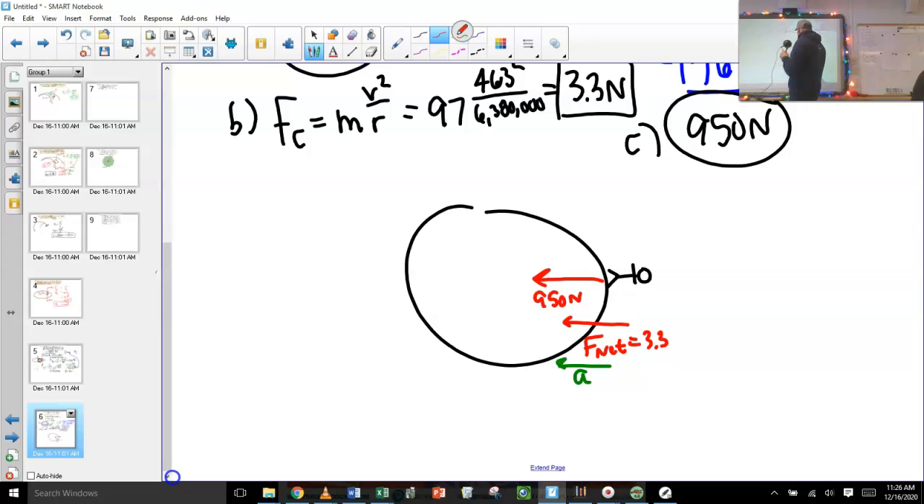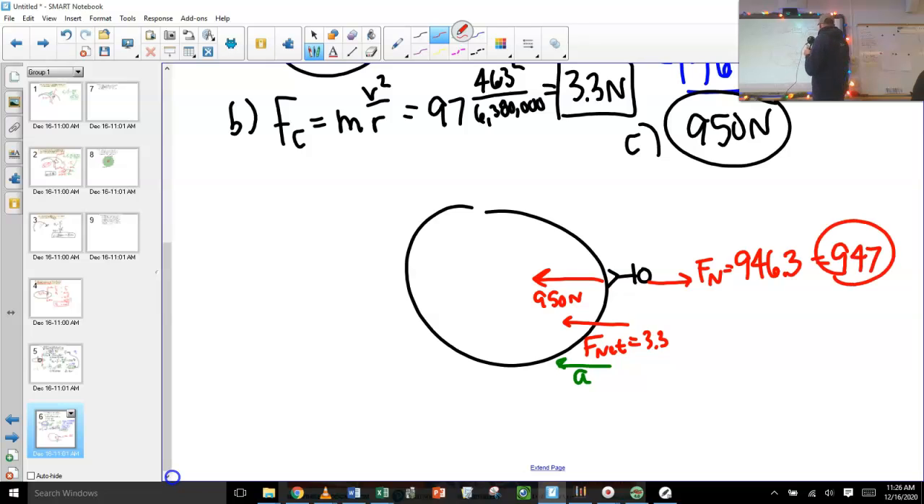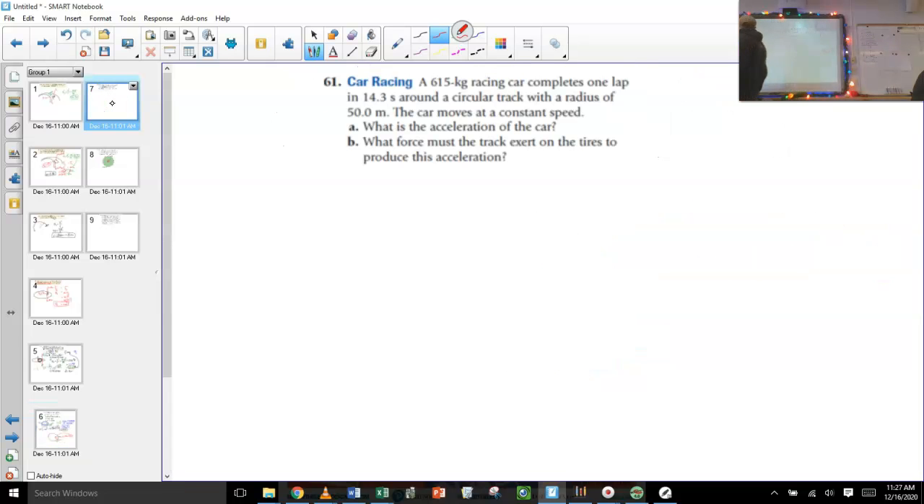So the normal force is going to be 3.3 less than this. So 950 minus 3.3, what is that? 946.3, 947. It's a very, very small difference. It's like 1/3 of 1% difference, and that is what accounts for us staying on planet Earth. Not a big deal. That's a crazy question.